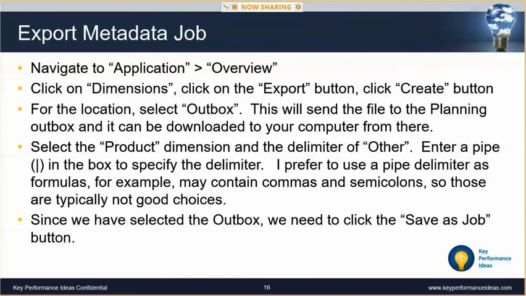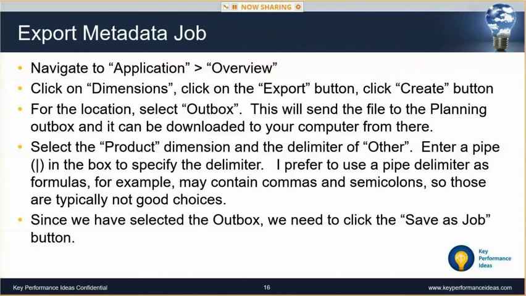In this case, I'm running the export on the product dimension, and I'm going to be choosing the delimiter of other, and I'm going to use a pipe in the box for the delimiter. So I definitely prefer a pipe delimiter because if you're exporting something like the accounts dimension, it will have formulas, and the formulas will contain things like commas and semicolons and things like that. So those are pretty bad choices for the delimiter. I would definitely recommend pipe or maybe tab, but I personally like pipe.